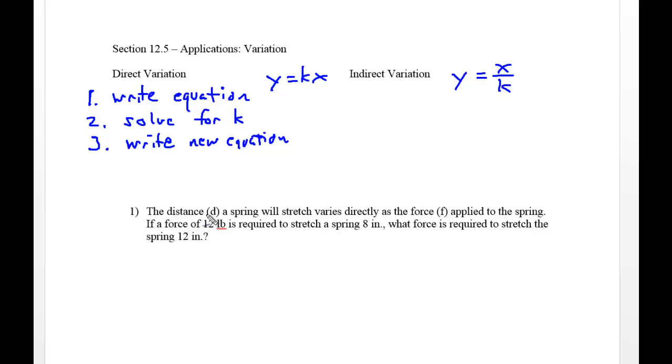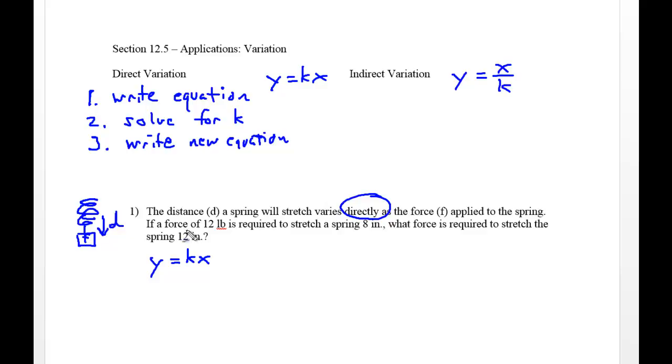It says if a spring will stretch a distance d, and how it stretches varies directly. So this is a direct variation equation. As soon as I see direct or indirect, I'm going to write down whichever equation is the right one to use, as the force F is being applied to the spring, which makes sense because a spring is going to stretch some distance d with the weight being put onto it.